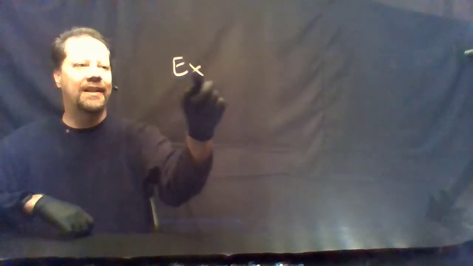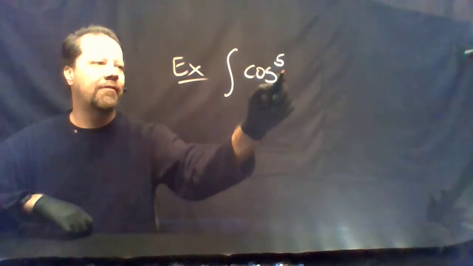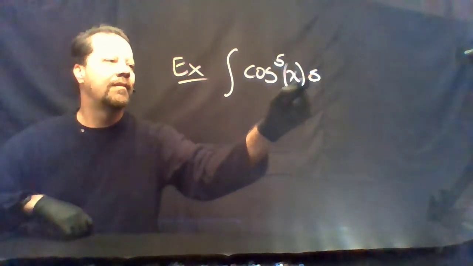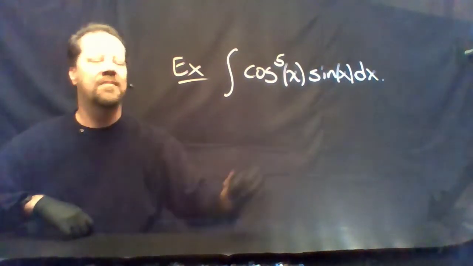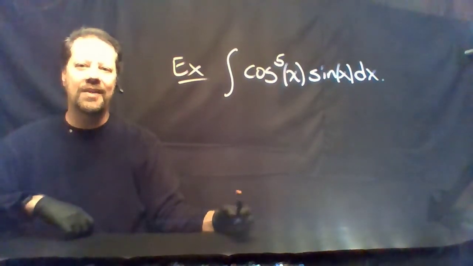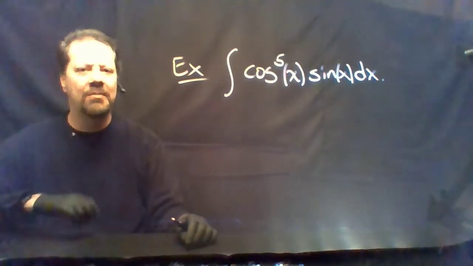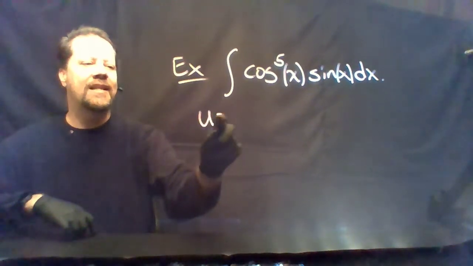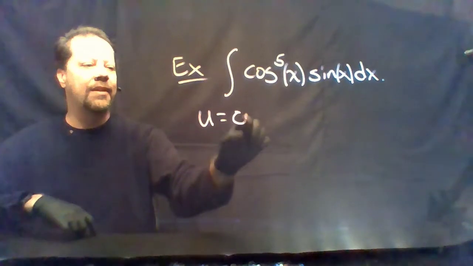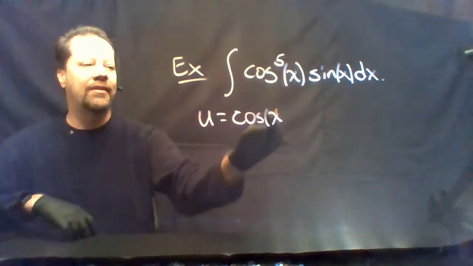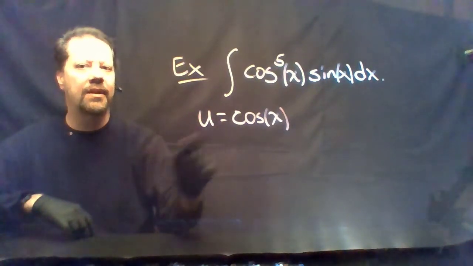Suppose that we're integrating cosine to the power of 5th of x sine of x dx. As you can see, the derivative of cosine is not sine, but minus sine. But that's okay. We can take care of those constant factors. We'll make u equal to the thing that has its derivative lying around. Cosine x, not cosine to the 5th x, just cosine x.